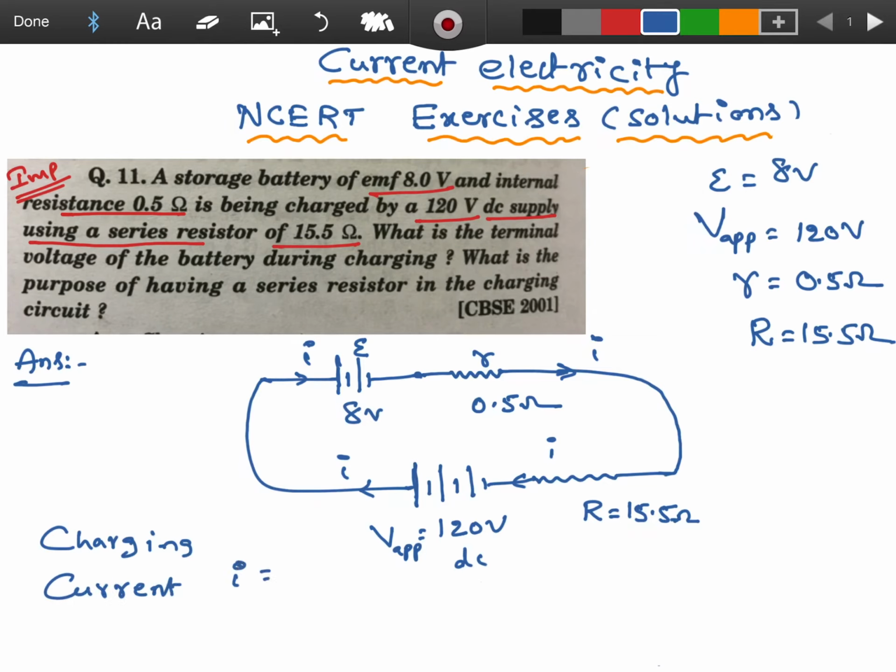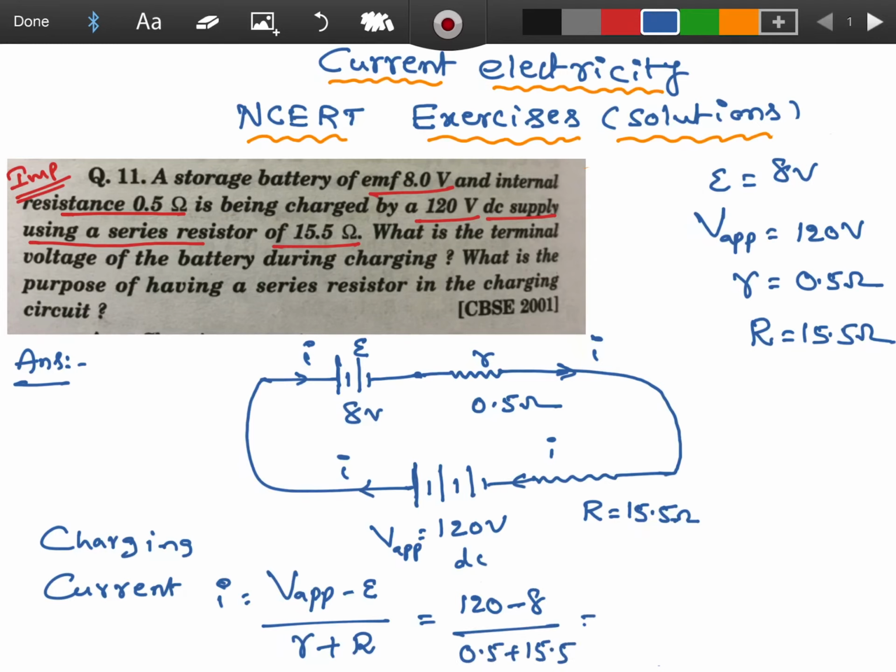I equal to applied voltage, let me write here, I equal to applied voltage minus EMF of the storage battery by small r plus capital R. This is I. 120 minus 8 by 0.5 plus 15.5, which is 112 volt by 16. 16 sevens are 112, so 7 ampere current.